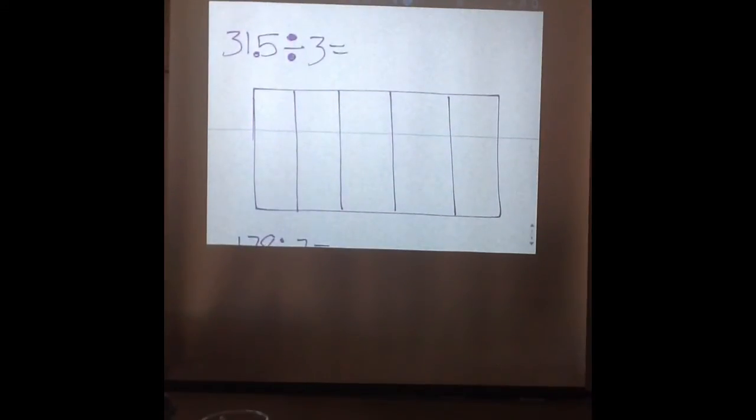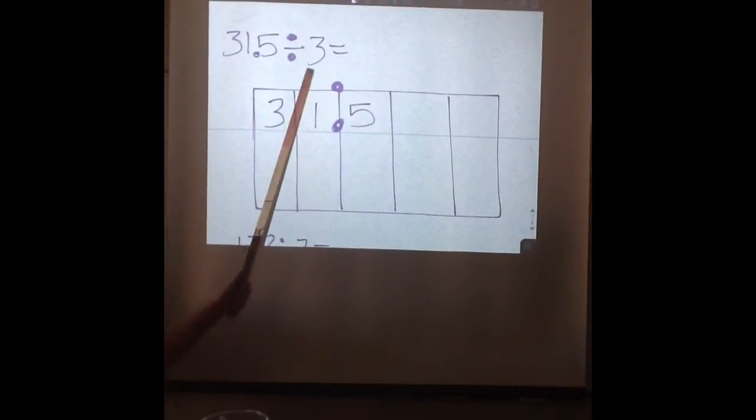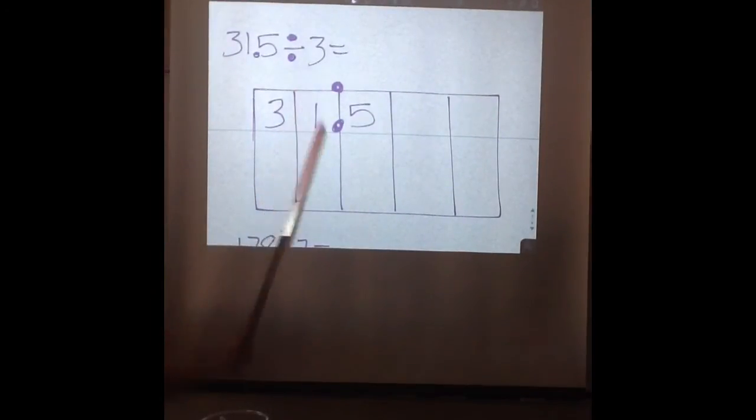Here we are. We have 31.5 divided by 3. Where do I put that? Well, I can put it right inside the box. 31. I'm going to put my decimal point here, and I'm going to move it up just to make it easy, and then my 5 here, right? Okay. Now, where does the 3 go? Do you remember? The 3 goes on the side. It's like an area model.